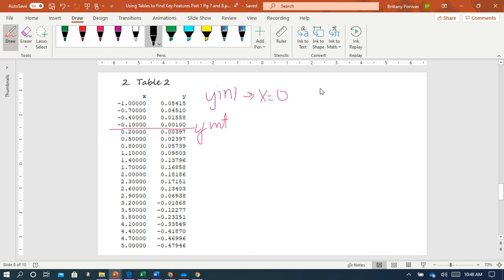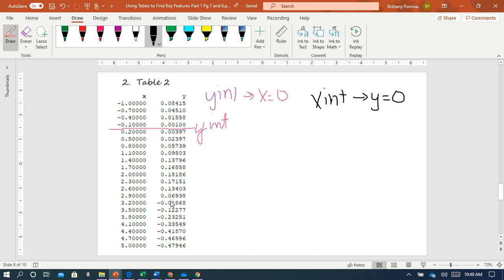Same thing for the x-intercept. We're looking for when y is 0, and that's not in the table, so let's just see if we can pick out where that would be. So we're looking for when y is 0.